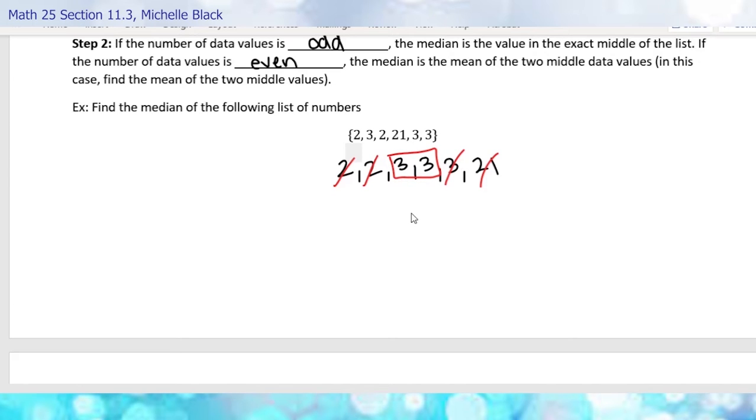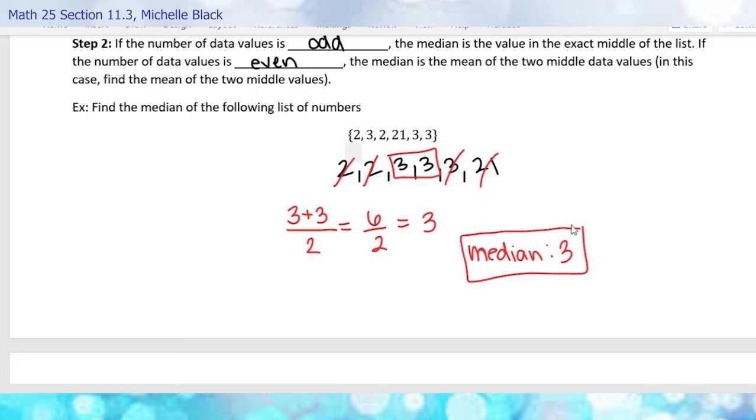Now it's going to be a little silly since our numbers are the same, but if these were different, or even if they are the same, you still want to find the average of these two numbers. So to find the mean of those two numbers, you would add your values in the center together, ours just happen to be the same number, and then divide by 2 because there's 2 of them. So I would get 6 divided by 2, which is 3. So the median of this list of numbers is 3, which to me seems like a very good measure of the center if I were to ignore the 21.